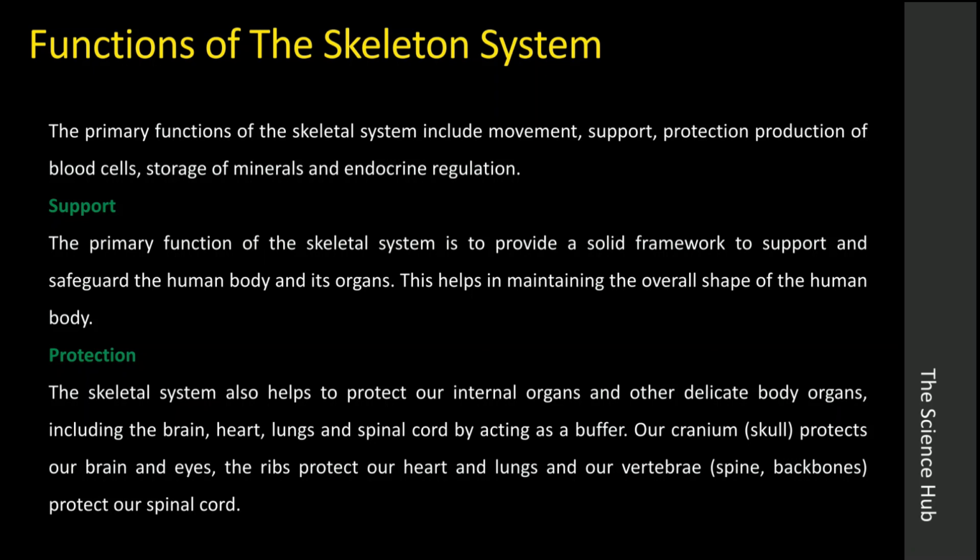Now, protection. The skeletal system also helps to protect our internal organs and other delicate body organs including the brain, heart, lungs and the spinal cord by acting as a buffer. Our cranium protects our brain and eyes, the ribs protect our heart and lungs, and our vertebrae protect the spinal cord.